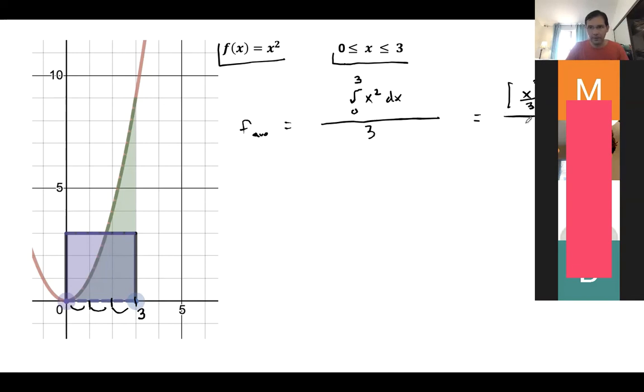divided by 3. So we have 3 cubed divided by 3 minus 0 cubed, well, that's 0, but I just want to write this down, 0 cubed divided by 3. And then divided by 3. When you compute this number, that will give you the average value. Looking at the picture, you can check, I haven't done that, but it should be about 3.